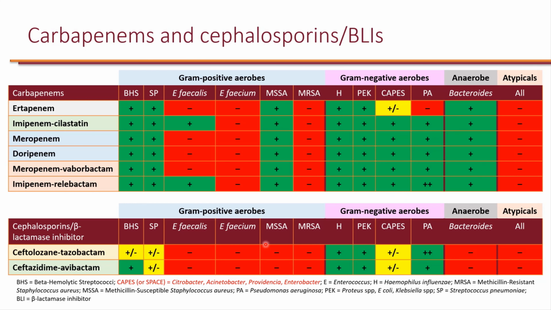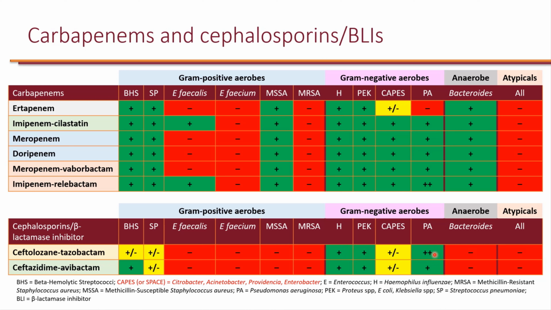And lastly, we have cephalosporin combinations with some beta-lactamase inhibitor. So we have ceftolozane-tazobactam. So ceftolozane is kind of similar to cefepime, but it's not available alone. So it was not listed in the previous table. It's only available in combination with tazobactam. So, in general, not much activity for gram-positives, but it has good activity against gram-negatives, particularly for Pseudomonas.